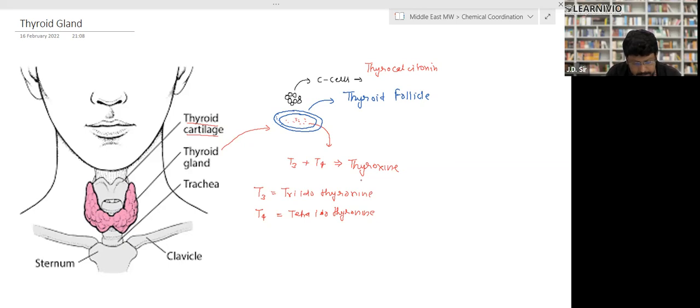This is the only gland that stores hormone in large quantity. Make a star in both of these questions, as these are questions for the exam. This is the only gland that stores hormone in large quantity, for 2 months. Full stop. Next point.